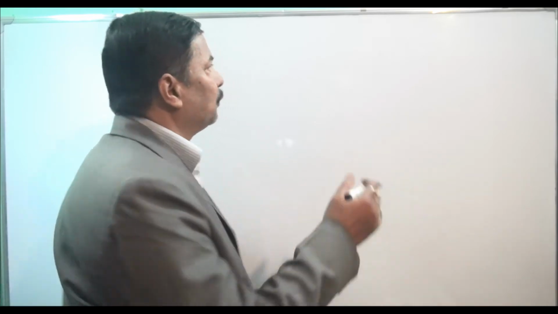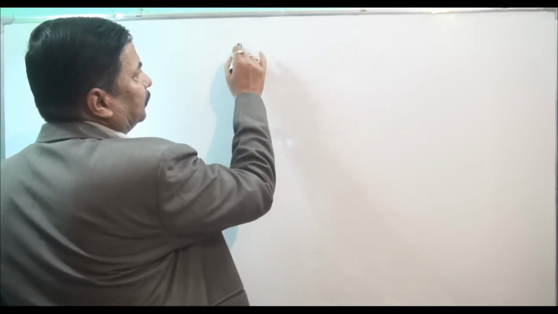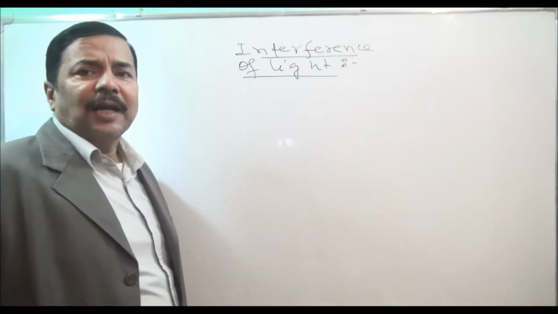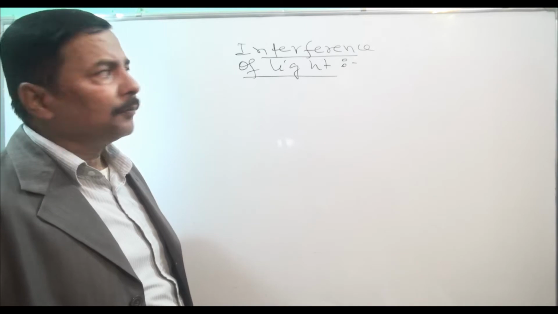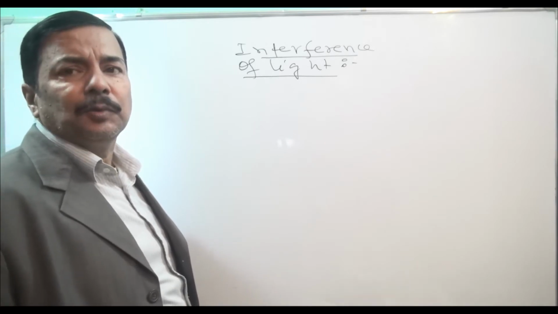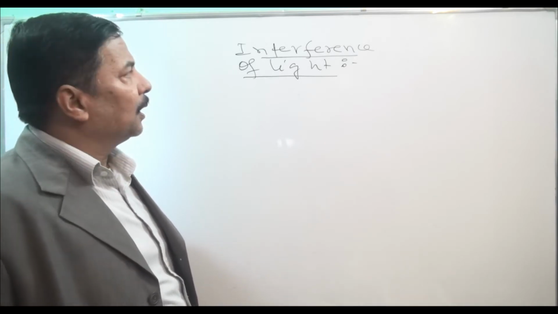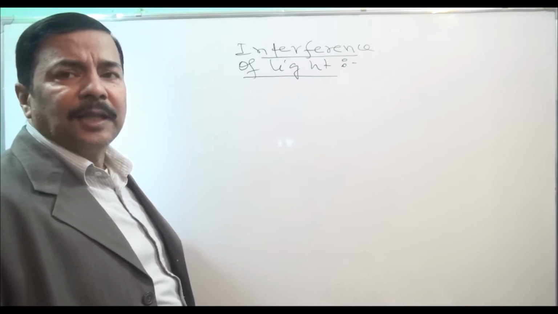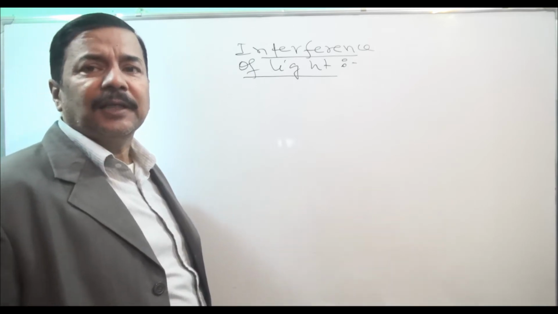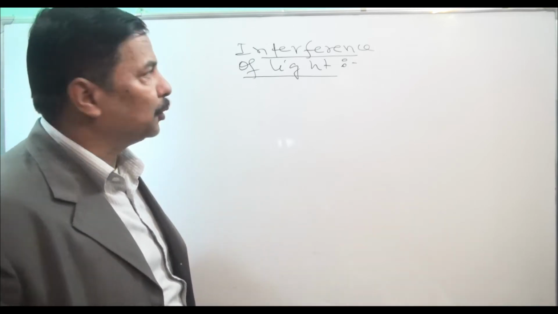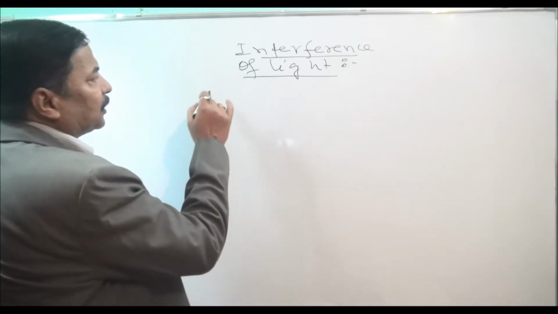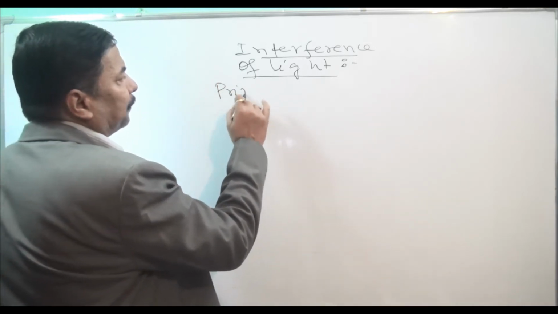That is, interference is valid for both light and sound. So we will discuss interference. In order to understand the interference of light, it is basically redistribution of light energy. And that redistribution of light energy takes place according to the principle of superposition. So first of all, we have to understand the principle of superposition.